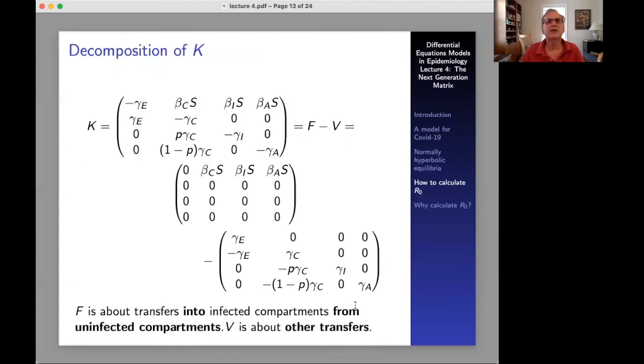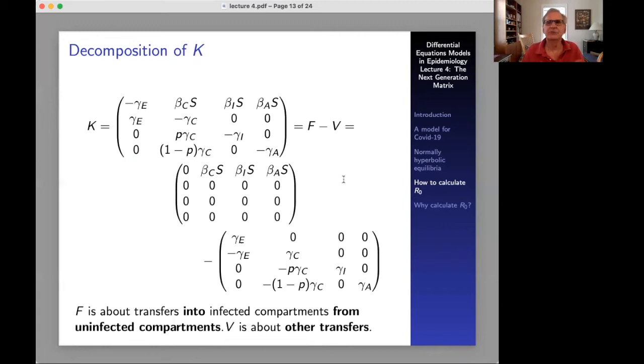The next step in calculating the next generation matrix is to decompose the matrix K into a difference of two matrices in a certain way. The first matrix F is going to be the ones with these beta S terms. And then the next matrix V will be everything else. And because we're putting a minus sign in, all the signs here are the reverse of what they were before.